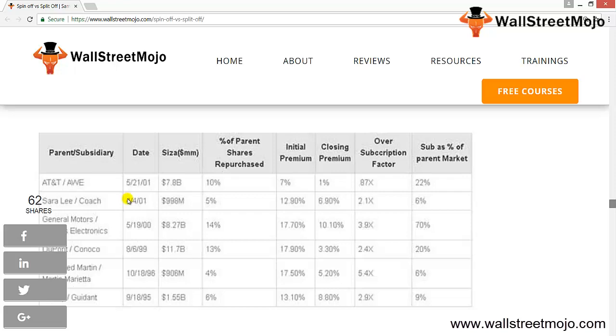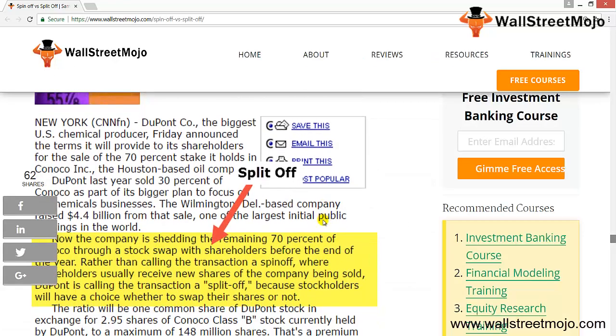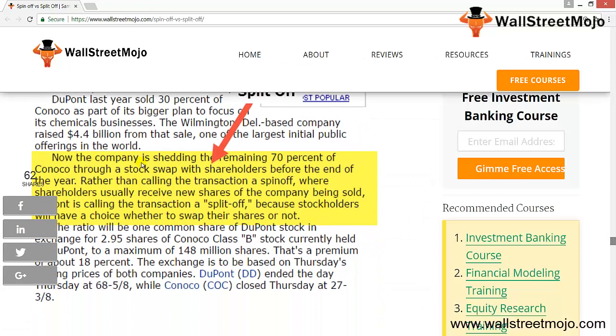You can see this article on DuPont. Now the company is shedding the remaining 70% of Conoco through a stock swap with the shareholders before the end of the year. Rather than calling the transaction a spin-off, where the shareholder usually receives the new shares of the company being sold, it is called a split-off because the stockholders will have the choice whether to swap their shares or not.